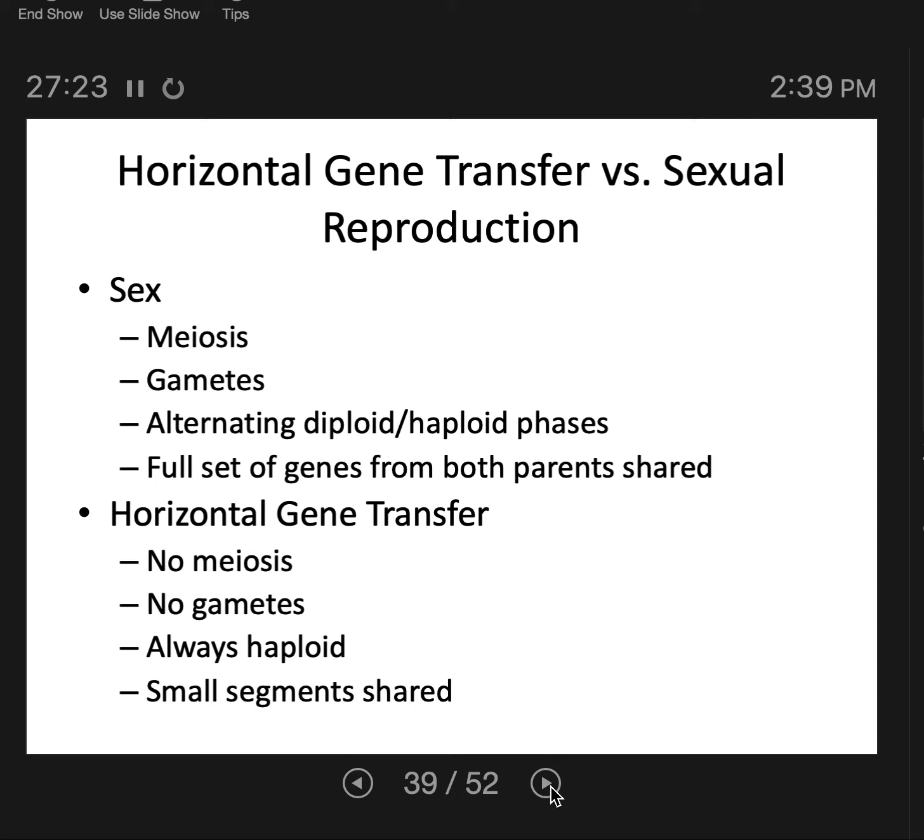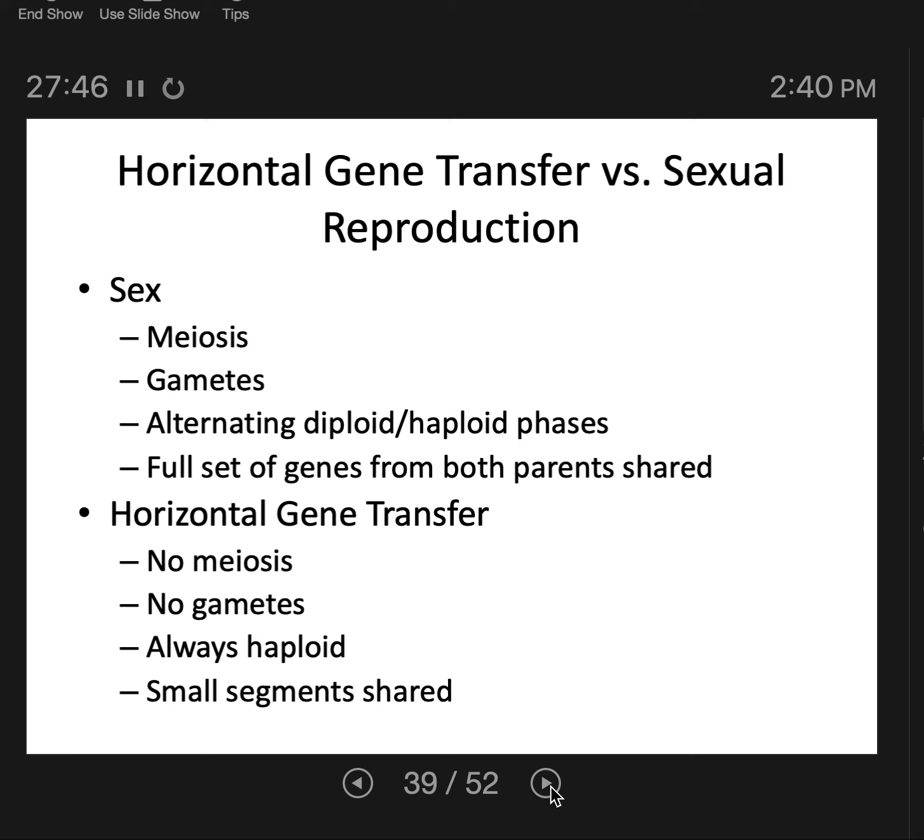Horizontal gene transfer, it's different. No meiosis. There's no cell division at all. Yes, bacteria perform binary fission. They do have cell division, but that's not part of horizontal gene transfer. Horizontal gene transfer happens at a separate time completely. It's not part of cell division. It's just a trading of genes without any kind of division involved.